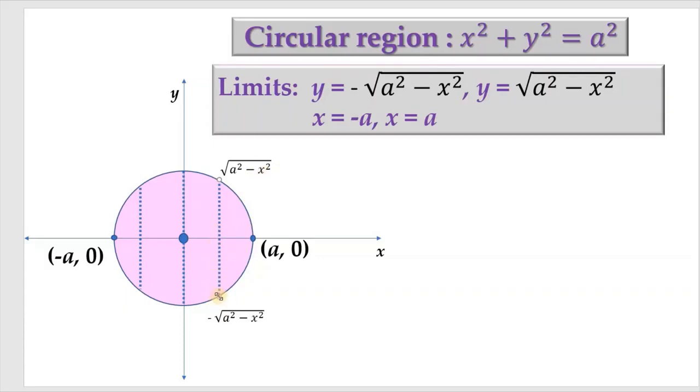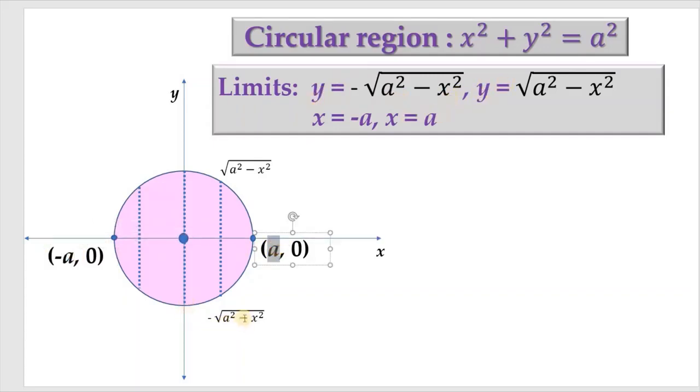How do we determine that? You just see the initial point and the end point. Wherever you are, you will have the initial point here and the end point here. So for any such case, you depend only on this equation: minus root of a square minus x square to plus root of a square minus x square. Now to cover the entire region, I have to come from here to here. That means my x should range from minus a to plus a. That's the limit for your x.